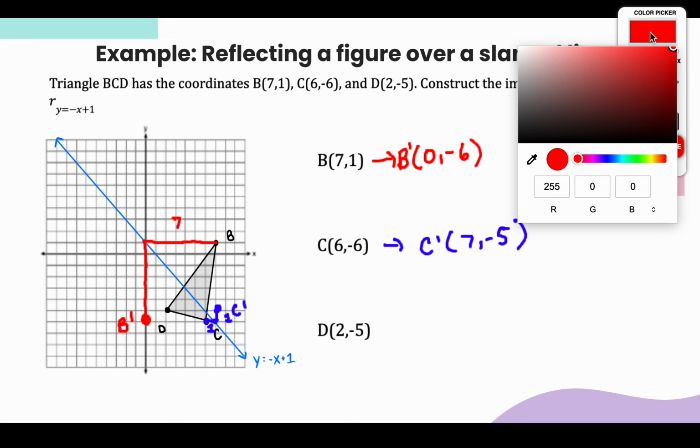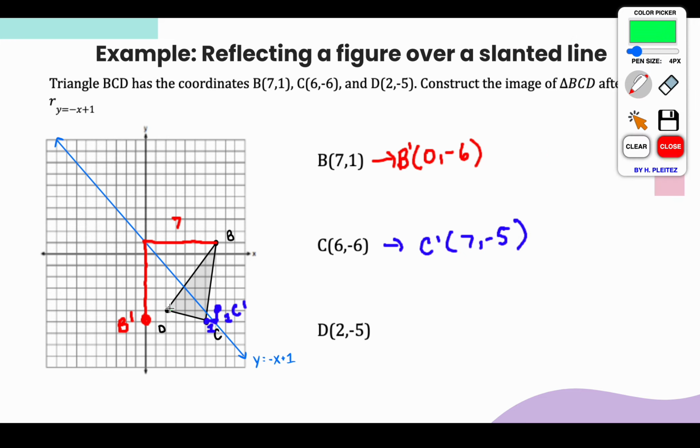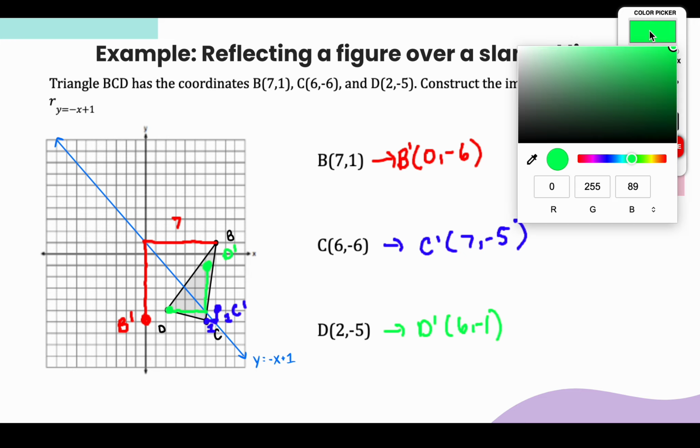Okay. Now, lastly, let's do point D. Now, point D, again, we're going to have to count to the right to get to our line of reflection. So 1, 2, 3, 4. And then we're going to have to count up 4. 1, 2, 3, 4. So D prime is here. And the coordinates of D prime are going to be (6, -1).